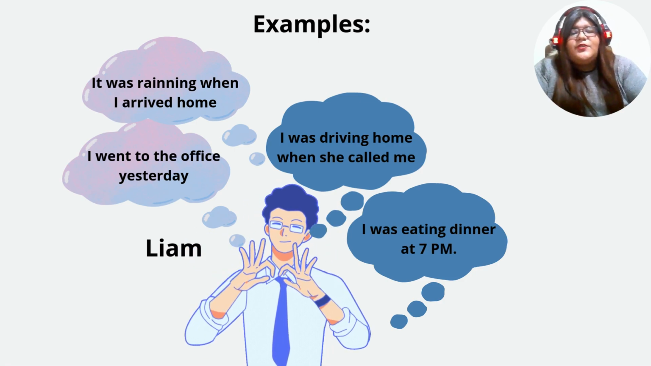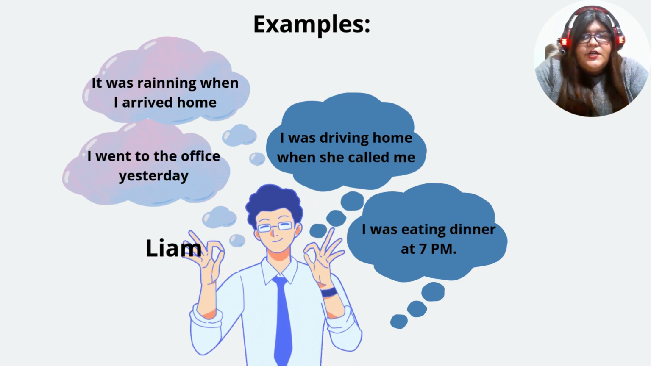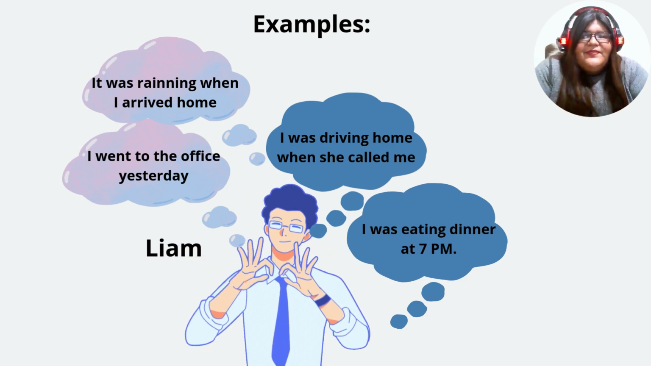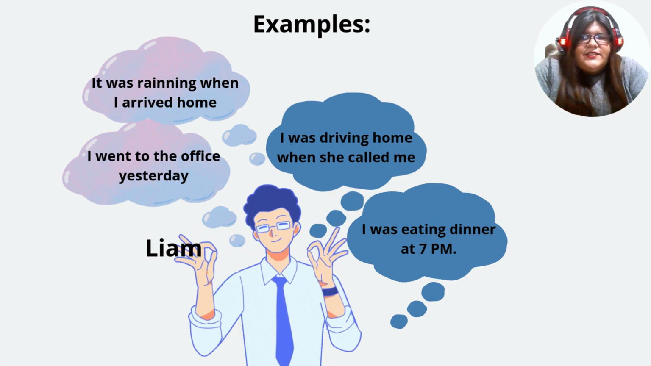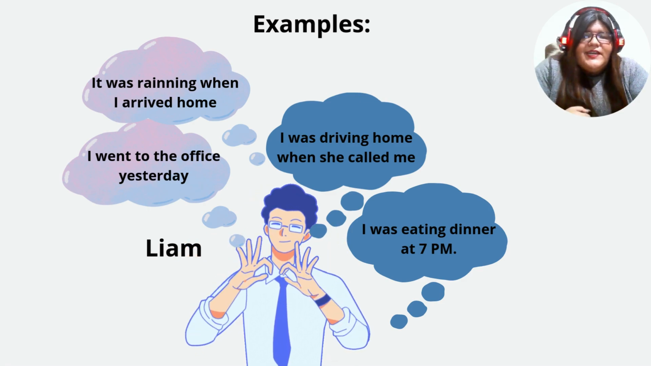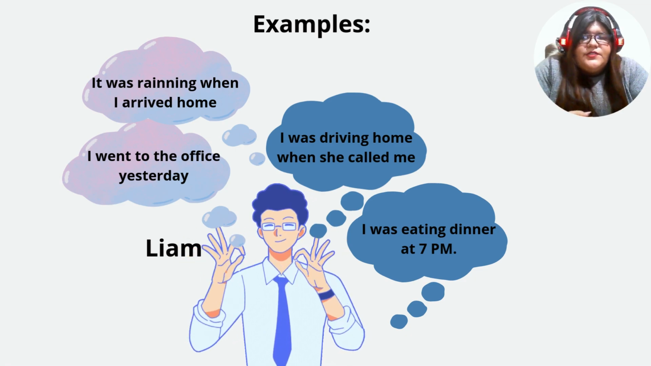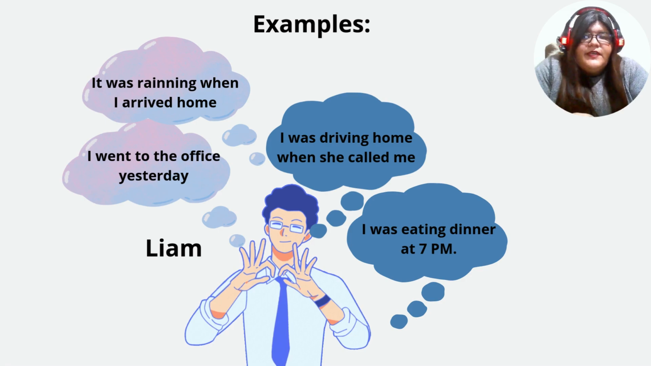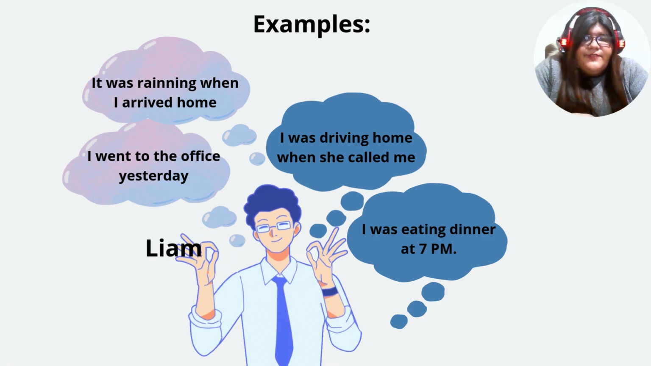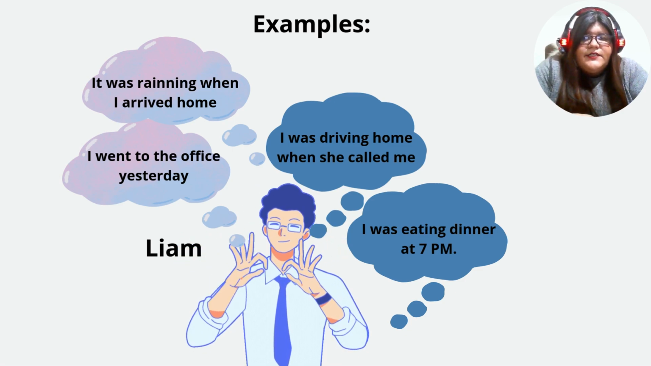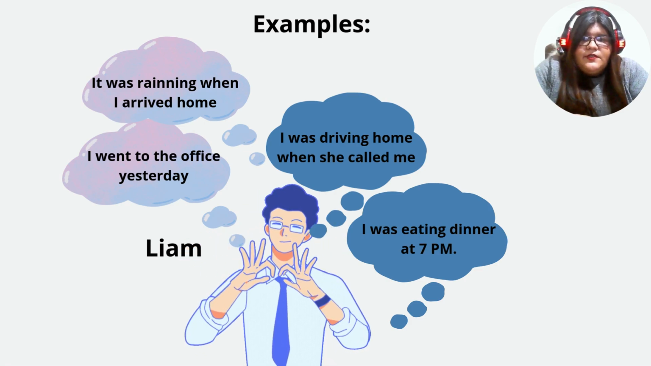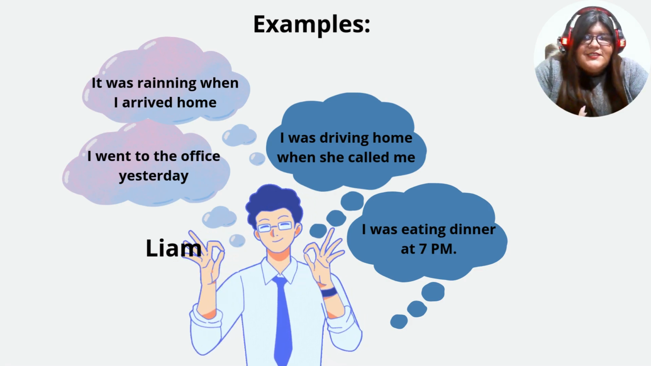Now let's see more examples. I decided to create this character called Liam. He is thinking right now, if you see here. It was raining when I arrived home. I went to the office yesterday. I was driving home when she called me. I was eating dinner at 7 p.m. If you see here, we combine the two tenses together or not. I just hope that you understood a little bit better with our friend Liam, right?